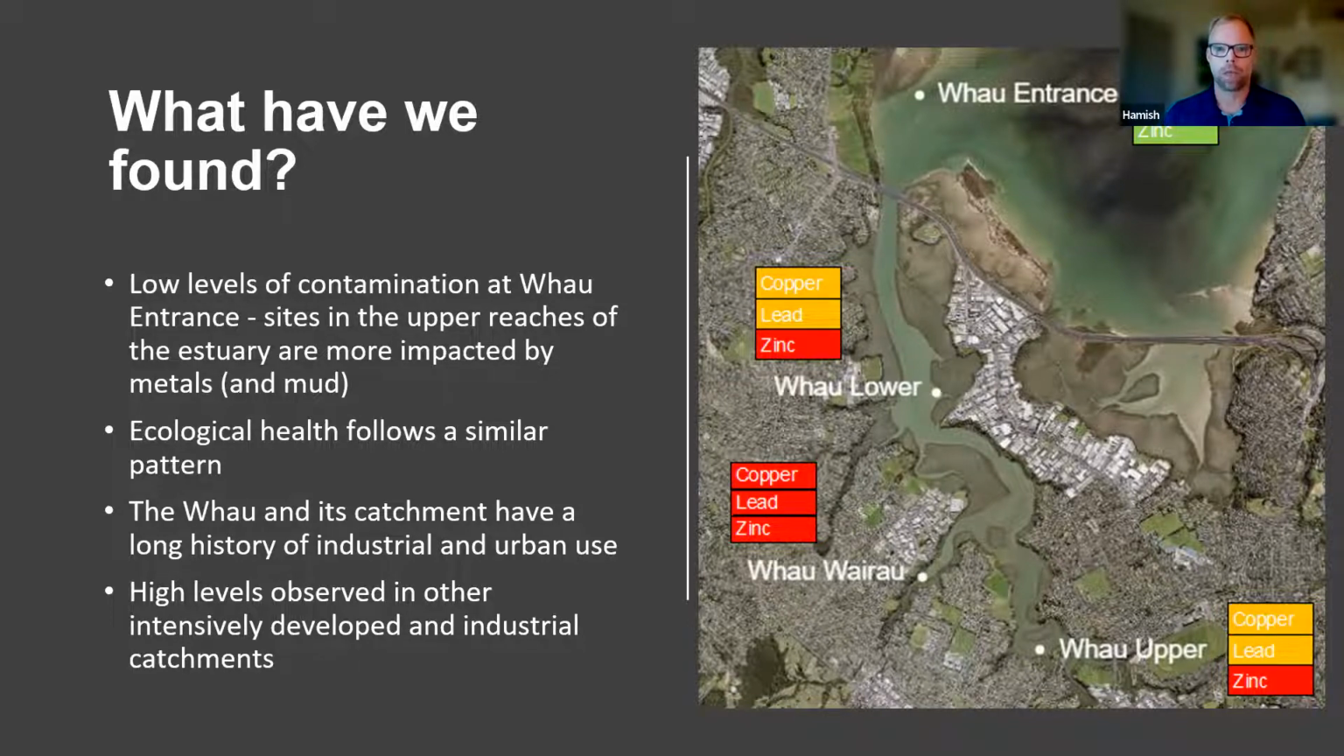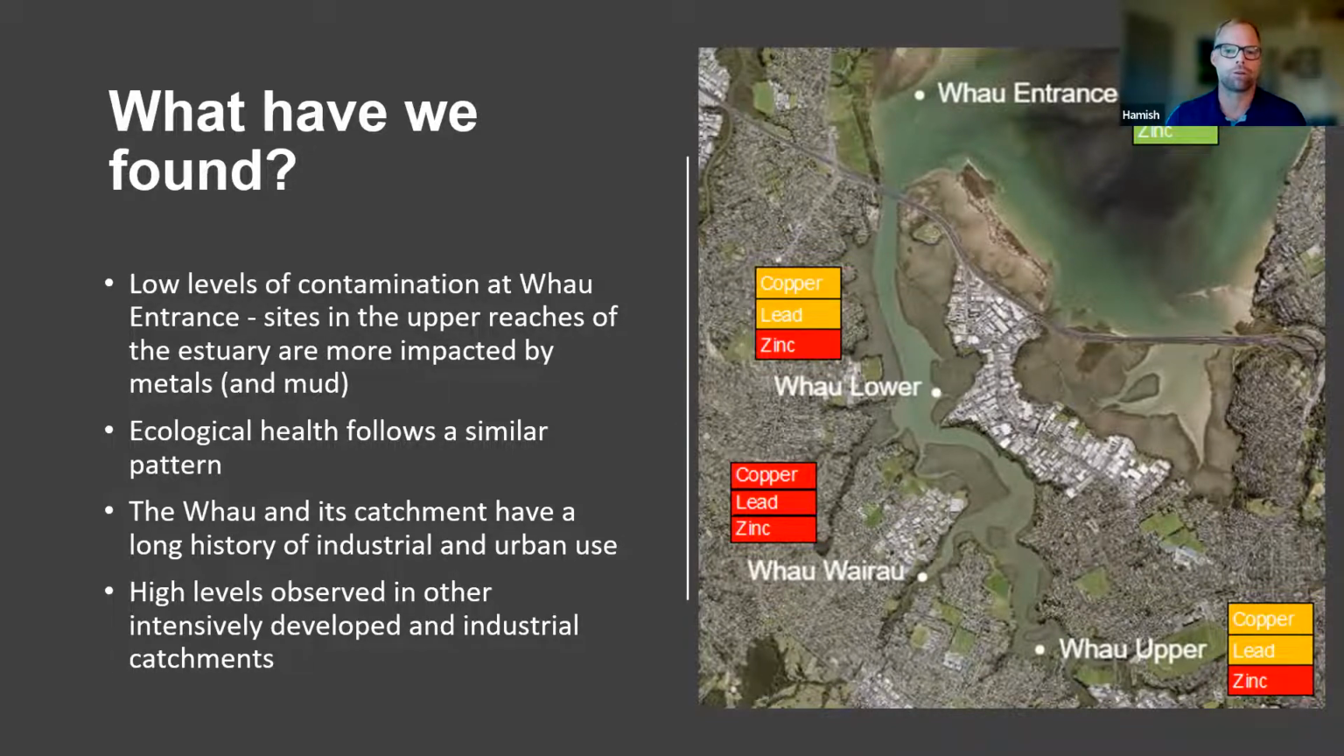entrance to the Whau. So those low levels of contamination at the Whau entrance site are likely a result of the site's exposure. It receives a lot higher tidal energy and mixing, and this helps to remove and dilute those pollutants as they enter into the Waitematā.